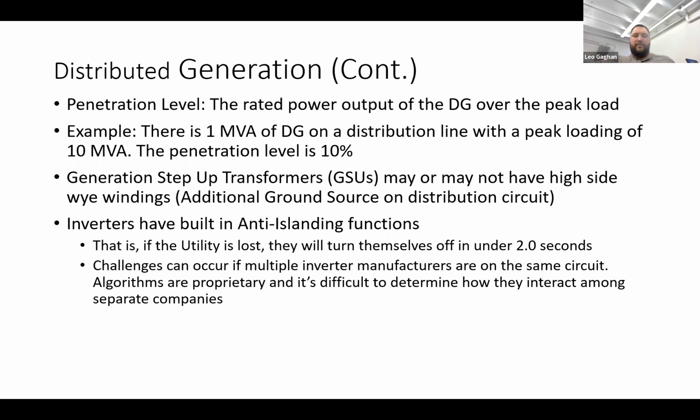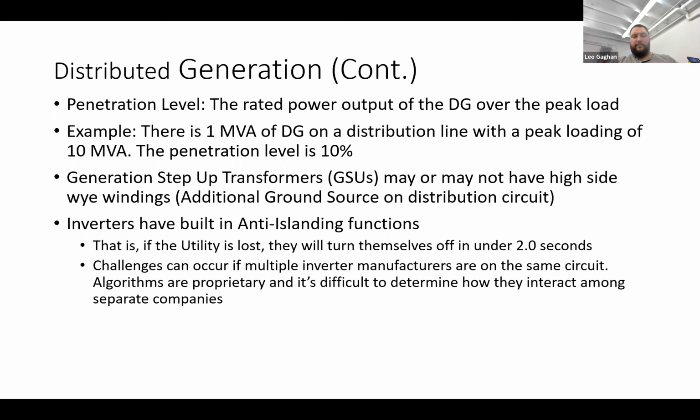The intention isn't usually to backfeed off of the distribution system and up into the transmission system through what's meant to be a step down transformer. So usually that's not the goal. And then the generator step up transformers, GSUs, may or may not have a high side winding, which is significant because it adds an additional ground source on the distribution circuit.